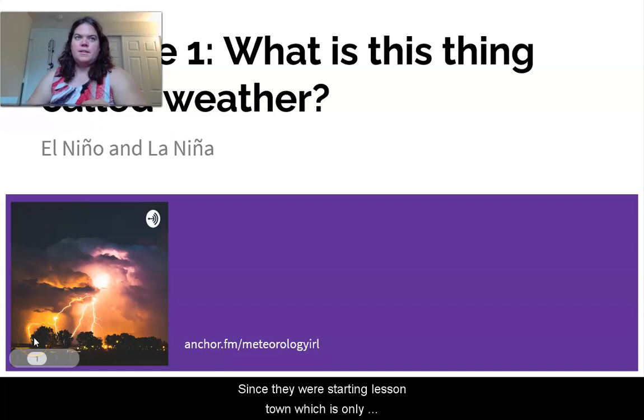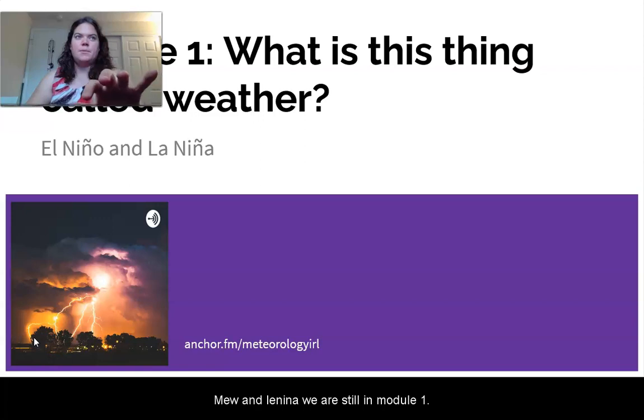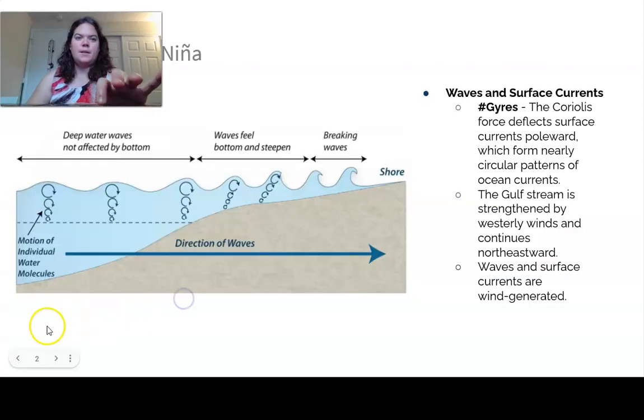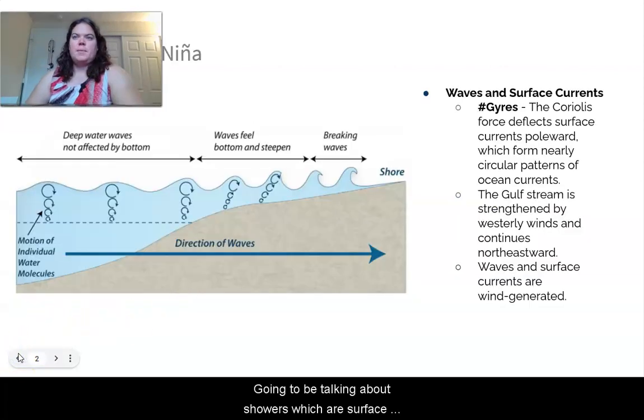So today we're starting lesson 10, which is El Niño and La Niña. We are still in module 1. We're going to be talking about gyres, which are surface currents in the ocean that are deflected by Coriolis. So remember Coriolis force from the pressure chapter. This also affects ocean currents.